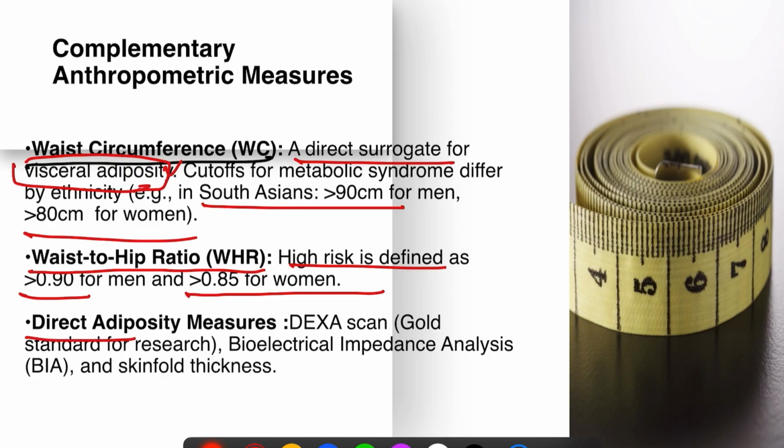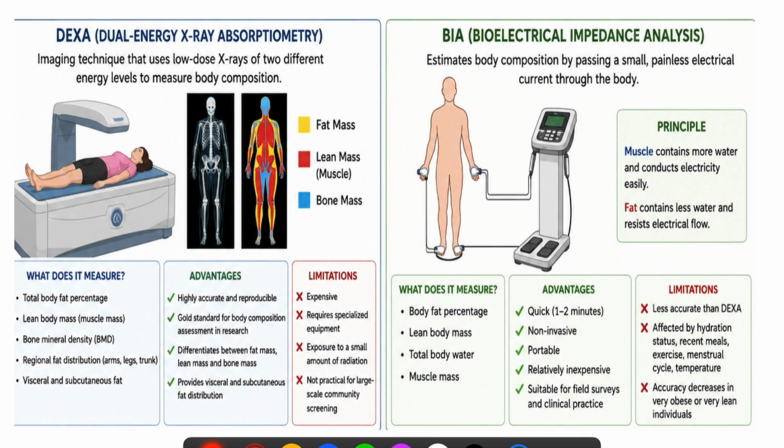For direct adiposity measurement, we can use a DEXA scan, bioelectrical impedance analysis, or the measurement of skin fold thickness. DEXA scan is dual energy X-ray absorptiometry, in which a low dose of X-rays is used to measure body composition. It can measure total body fat, lean body mass, bone mineral density, regional fat distribution, as well as visceral and subcutaneous fat.